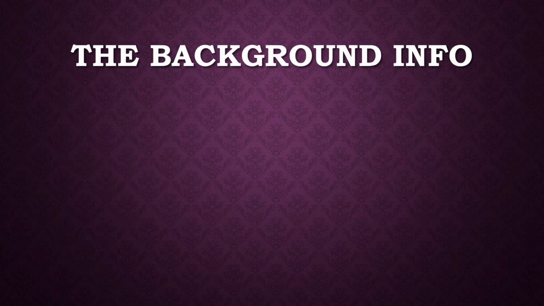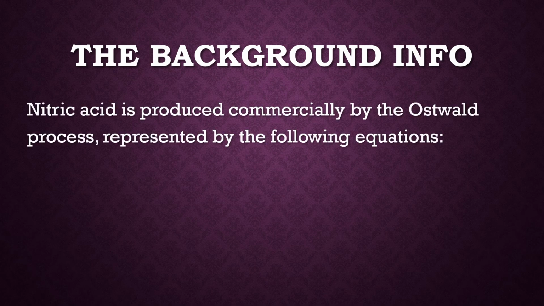So let's do it. Alrighty then, to understand the background information, they give you this. Nitric acid is produced commercially by the Ostwald process, represented by the following equation. So nitric acid, that's HNO3, so hydrogen nitrate, but it's an acid, that means that it is an aqueous solution, or it's in water. So it's hydrogen nitrate in water. It's produced commercially, so commercially that means on a grand scale.